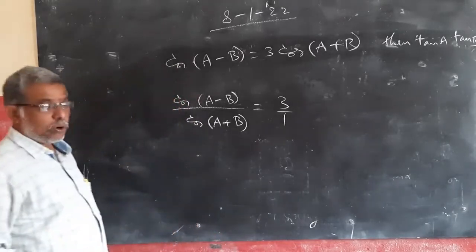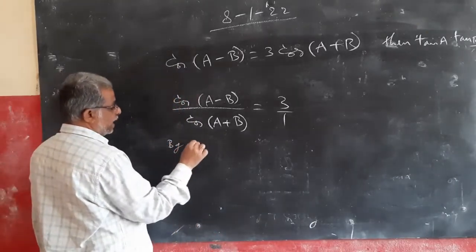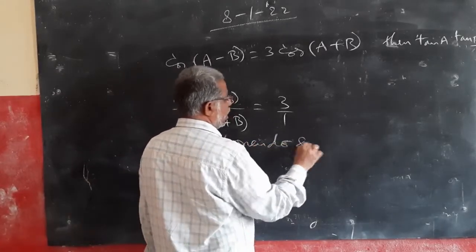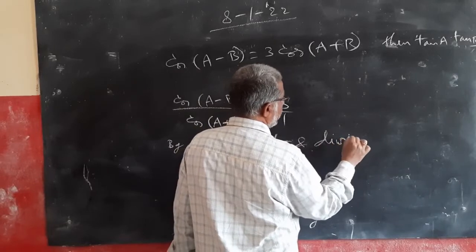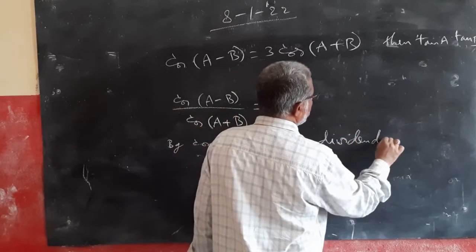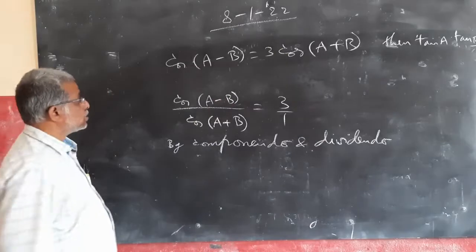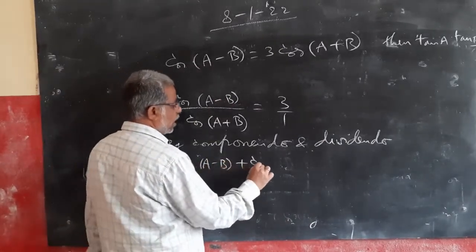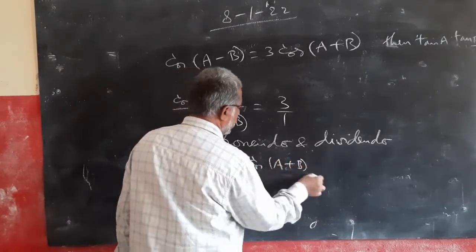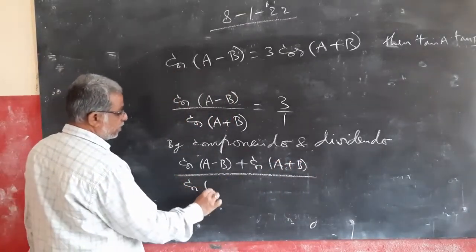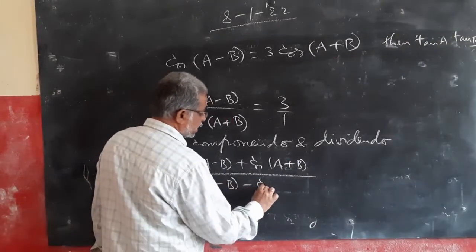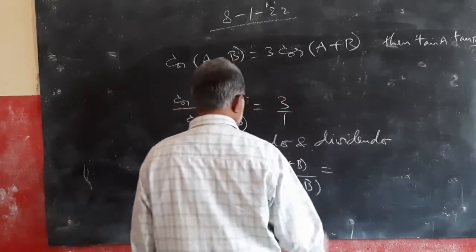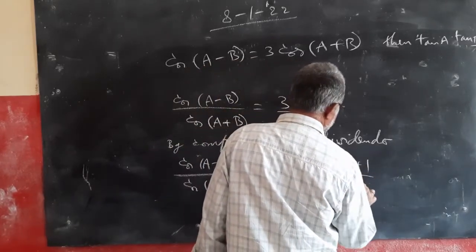So by componendo and dividendo, what do we get? Cos a minus b plus cos a plus b by cos a minus b minus cos a plus b equal to 3 plus 1 by 3 minus 1.